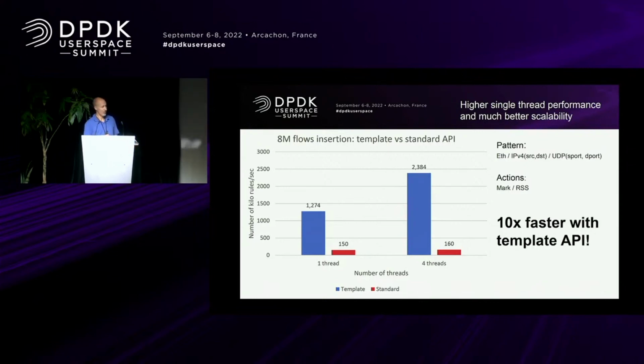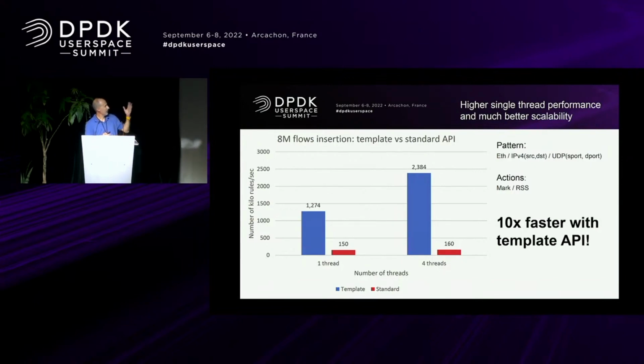Additionally, we can see that between one thread and four threads, the standard API moves from 151 to 160. We added 4 cores, and we only got 10K or so more rules inserted. While if we look at the template API, we can see that it scales much better, from 1.3 million to almost 2.4 million. A huge increase. I admit, not linearly, there is a limitation, but we still see huge scalability.